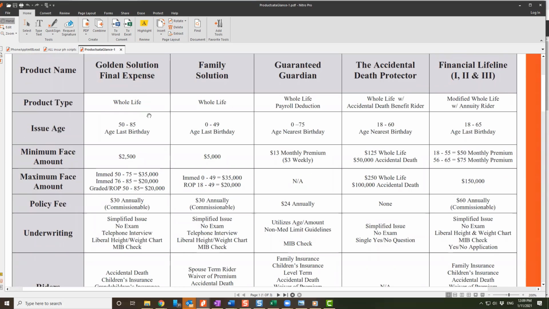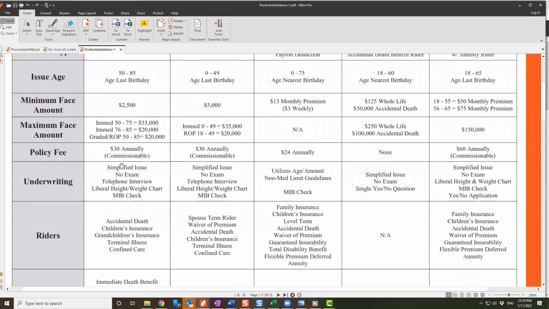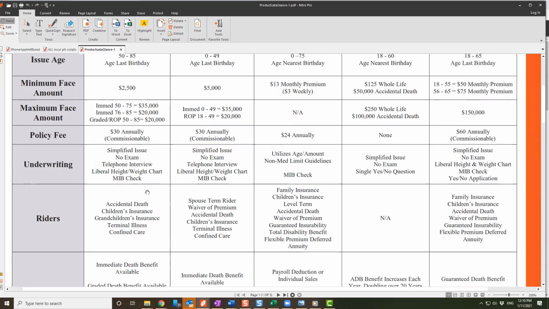The other one is going to be the golden solutions, because people that are older might only qualify for, if they're older and sicker, they're only going to qualify for a specific product, and it would be something like golden solutions. In the golden solutions, we can insure somebody from the age of 50 to 85. Minimum face, 2,500. Underwriting, simplified issue, no exam. No telephone interview is required anymore.